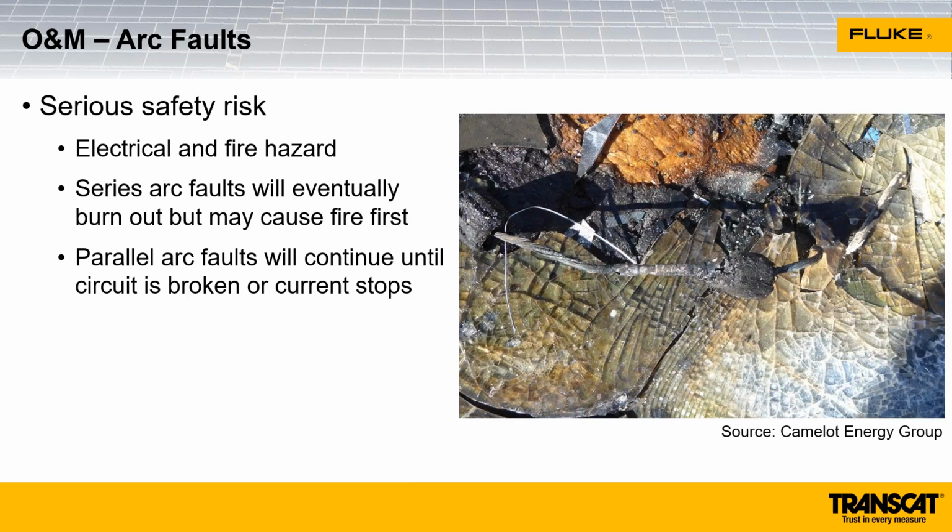Arc faults are a serious safety hazard, especially series arc faults. High resistance leads to heat, heat leads to fire. On this picture, this is a commercial roof-mounted system where they had an arc fault, and it may be hard to see in this, but this is a quick connection between two modules, and this module connector was not seated into the other module connector. So they weren't put together properly, so the high resistance arc fault there eventually caused a fire.